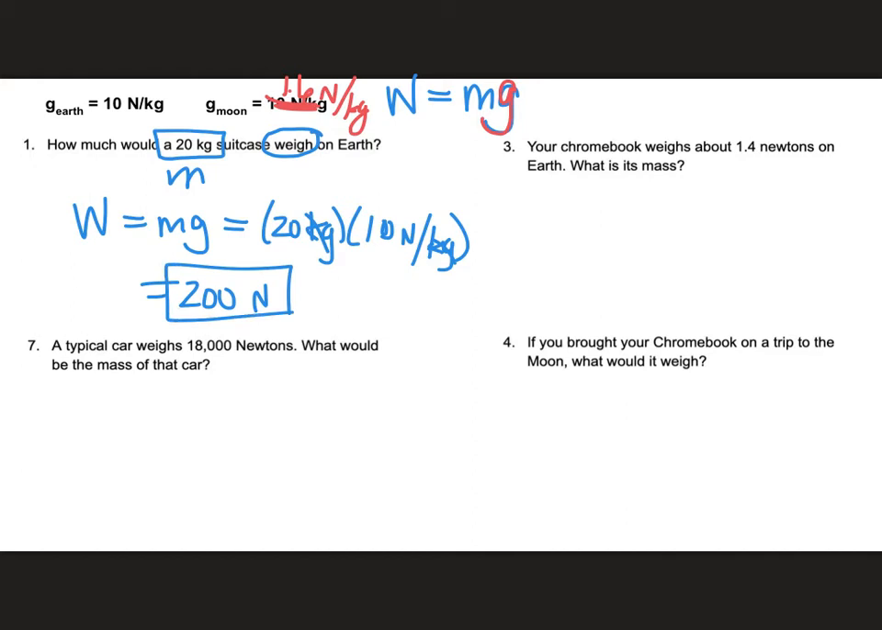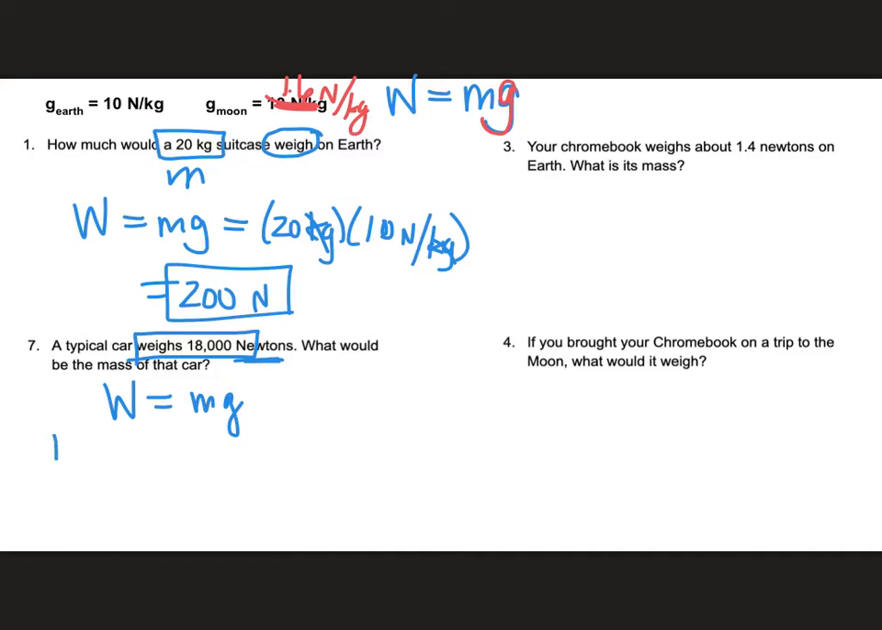In the next question, we're talking about a car. We'll assume it's on the Earth. Here we are given the weight. It's in newtons. And we want to find the mass of the car. So basically we're going to use our formula W equals mg. But since we're going to find the mass instead of the weight, the mass, m, is going to be our variable. That's going to be our unknown amount.